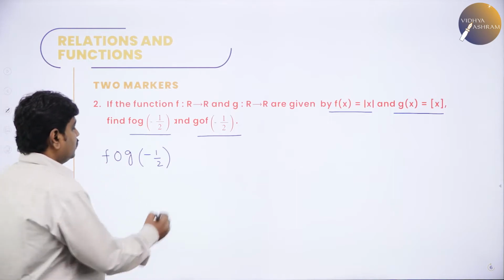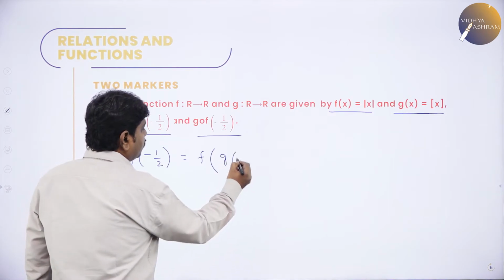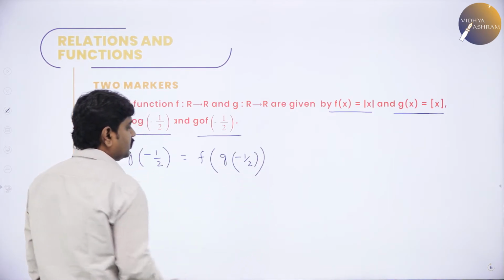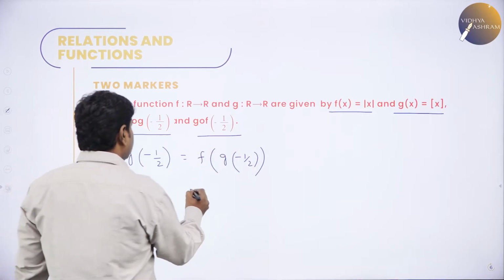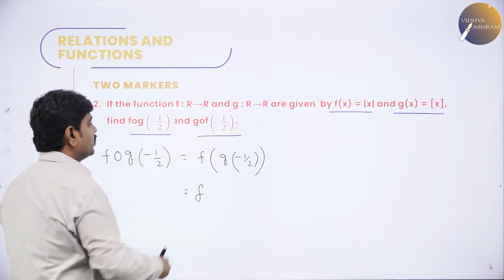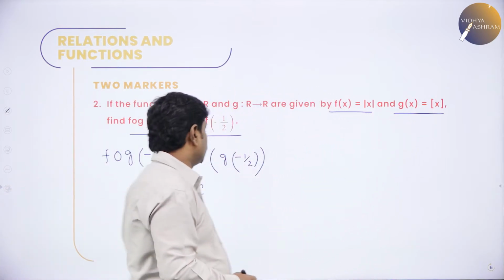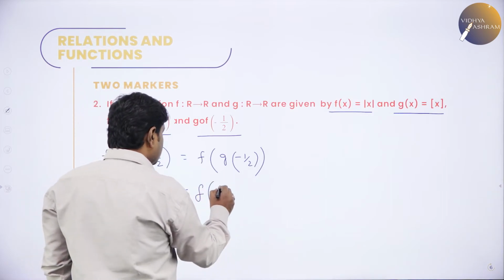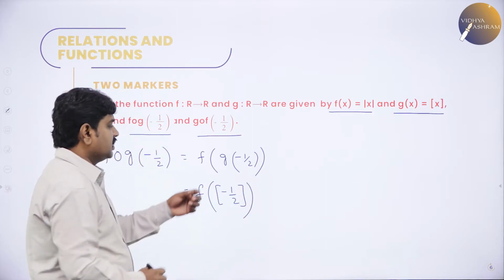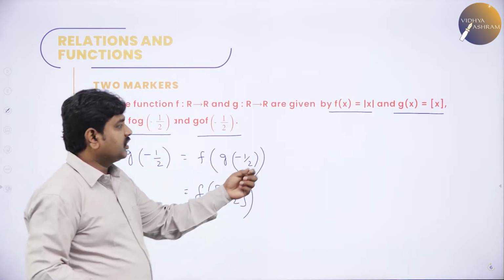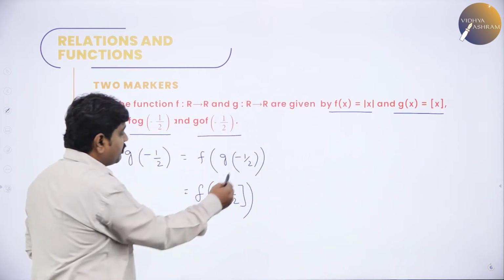How to read this? fog means f of g. Fog minus 1 by 2 means f of g of minus 1 by 2. Further, let it be g of minus 1 by 2. What is g of x? Square bracket x. So g of minus 1 by 2 becomes square bracket minus 1 by 2. Please understand, here we have g of x, which is square bracket x. G of p is square bracket p. G of minus something is square bracket minus something.